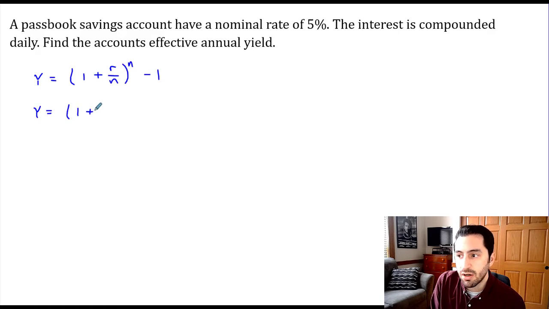So we have 1 plus our rate, which is 5%. So I'll write that as a decimal, 0.05. And then our interest is compounded daily. So n is going to be 365.